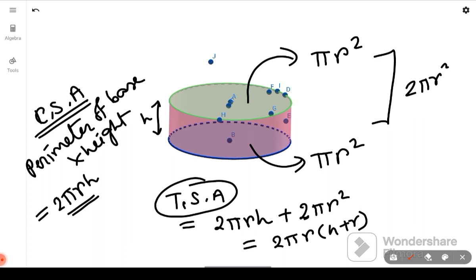I repeat, two circular faces, pi r square each, that is 2 pi r square, and curved surface area is perimeter into height, that is 2 pi r h. So if you combine, you will get total surface area, that is 2 pi r h plus 2 pi r square. Now if you take 2 pi r common, then h plus r. Fine, so this is all about this.